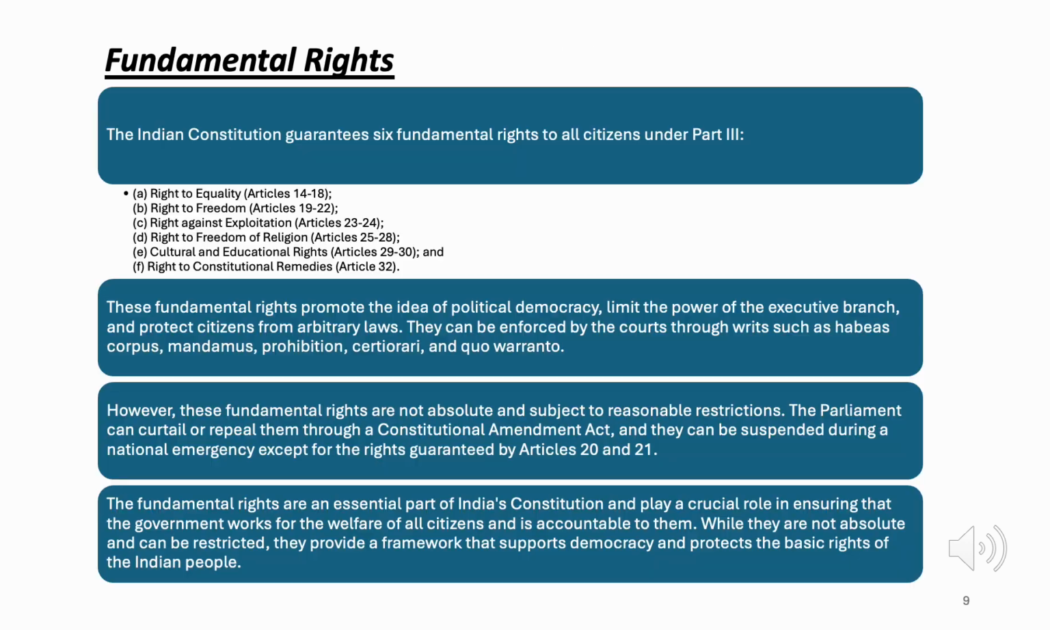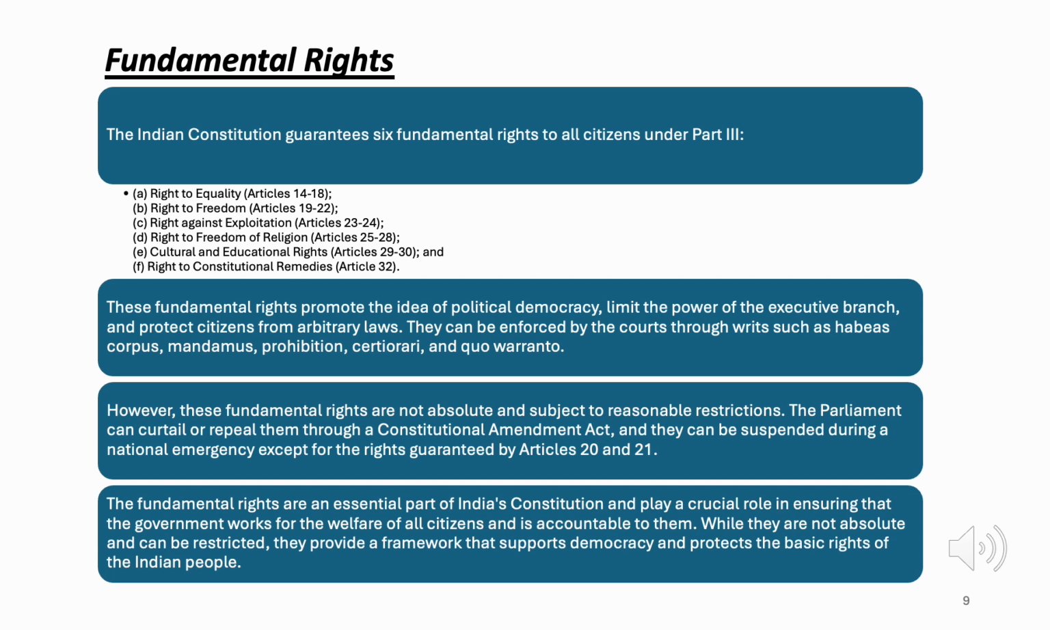for all. Fundamental rights. The Indian Constitution guarantees 6 fundamental rights to all citizens under Part 3. A. Right to equality, Articles 14 to 18. B. Right to freedom, Articles 19 to 22. C. Right against exploitation, Articles 23 to 24. D. Right to freedom of religion, Articles 25 to 28. E. Cultural and educational rights, Articles 29 to 30, and F. Right to constitutional remedies, Article 32.